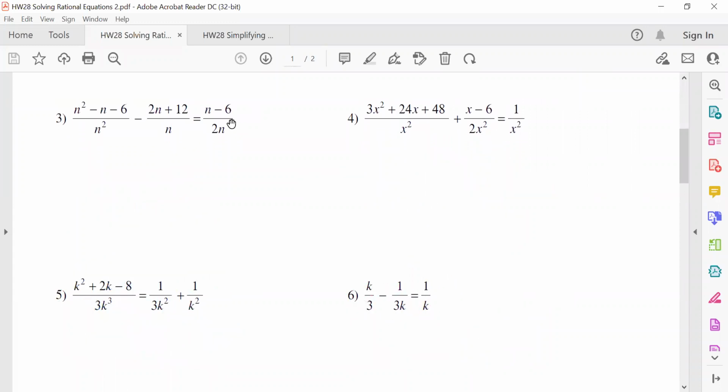Number 3. This is also a rational expression problem. We have one rational expression, two rational expressions, and a third rational expression. So we find the LCD first. You can see we can quickly find the LCD is 2n squared, right? So both sides are multiplied by the same 2n squared. Both sides times the same number.